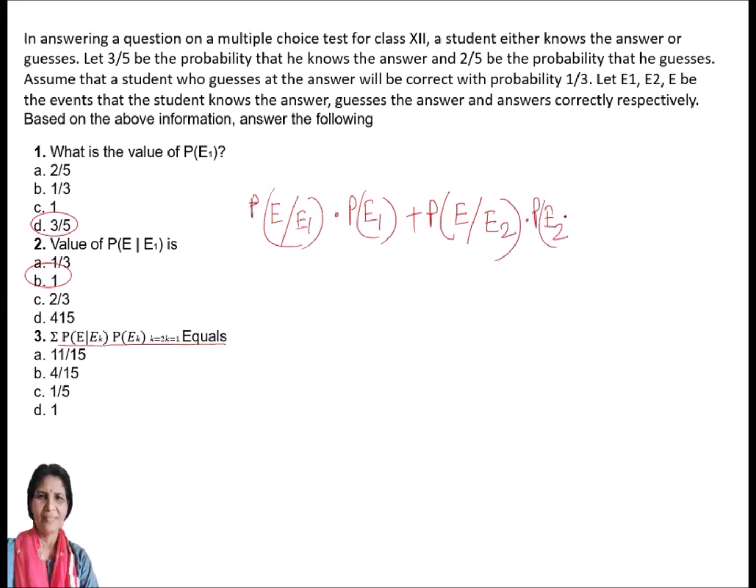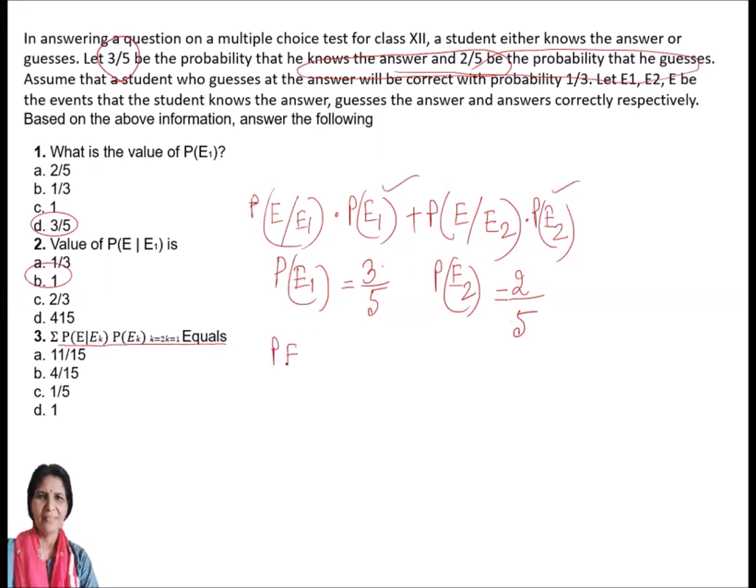Now let us put the values. P(E1) is equal to how much? It is given 3 by 5. P(E2) is how much? He guesses the answer. The probability that he guesses is 2 by 5. So he knows the answer with 3 by 5, and guesses the answer with 2 by 5.